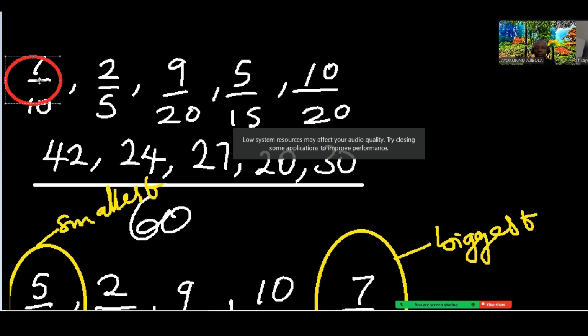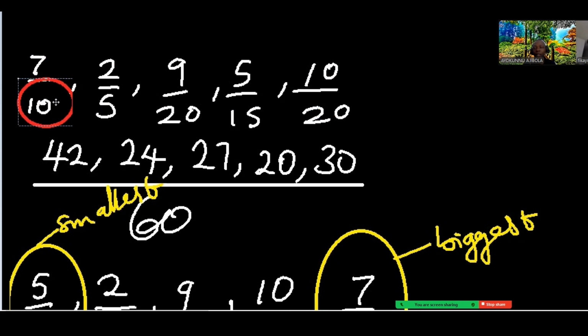Pronounce the fraction for me. 7 over 10. Then which one? Pronounce it. 7/10. 3/5. What do you call it? 2 over 5. Next one.